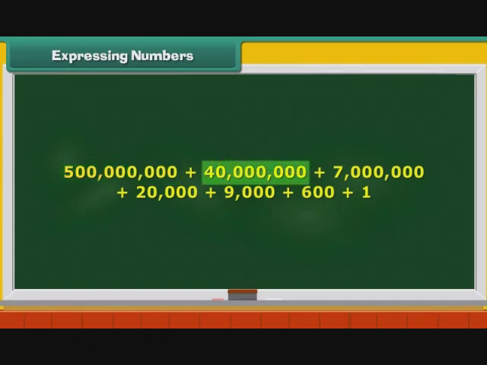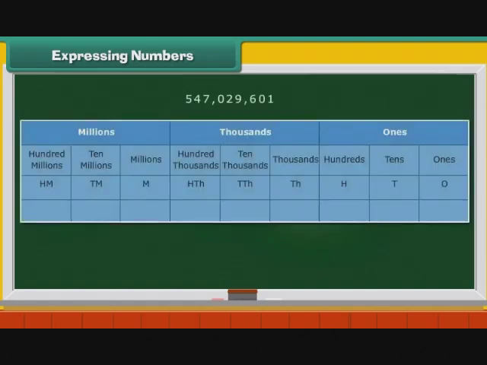Now look at this number expressed in expanded form. 500 million plus 40 million plus 7 million plus 20,000 plus 9,000 plus 600 plus 1. Let us express the number in standard form. The number belongs to the international system of numeration. Therefore, draw the international place value chart. Let us look at the terms one by one. First term is 500 millions or 5 into 100 millions. Place 5 under HM.